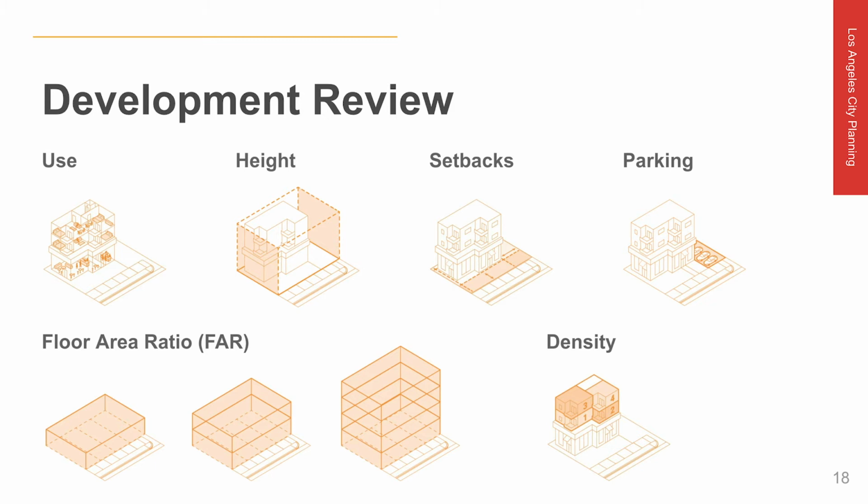Use determines the kinds of activities allowed, ranging from residential to commercial and in some instances a mix of both. Height can establish limitations on the maximum building height permitted on a given site. Floor area ratio, or FAR, regulates the mass and bulk of a building. Another way to wrap your head around FAR is to think of it as the ratio of the gross floor area of a building to the area of the lot where it is located.